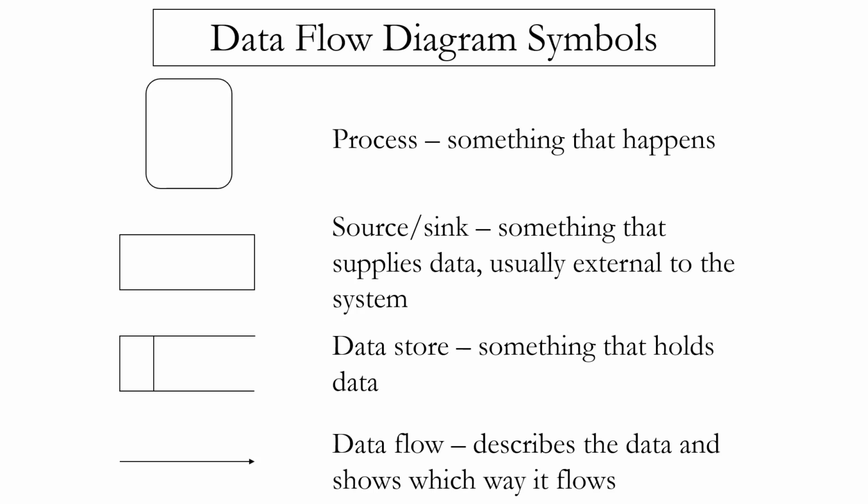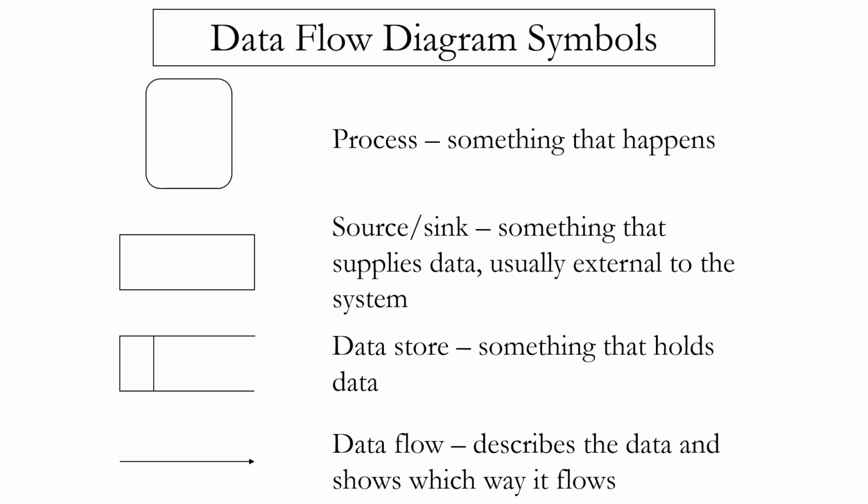The next symbol is a rectangle, which is a source or a sink for information. Sources or sinks are usually external to a system. For example, in a retail setting, the system could include the registers, credit card machines, and back-end networking equipment. A source or a sink would be a customer. They're not part of the system, but they feed data into it by way of purchasing and paying for items.